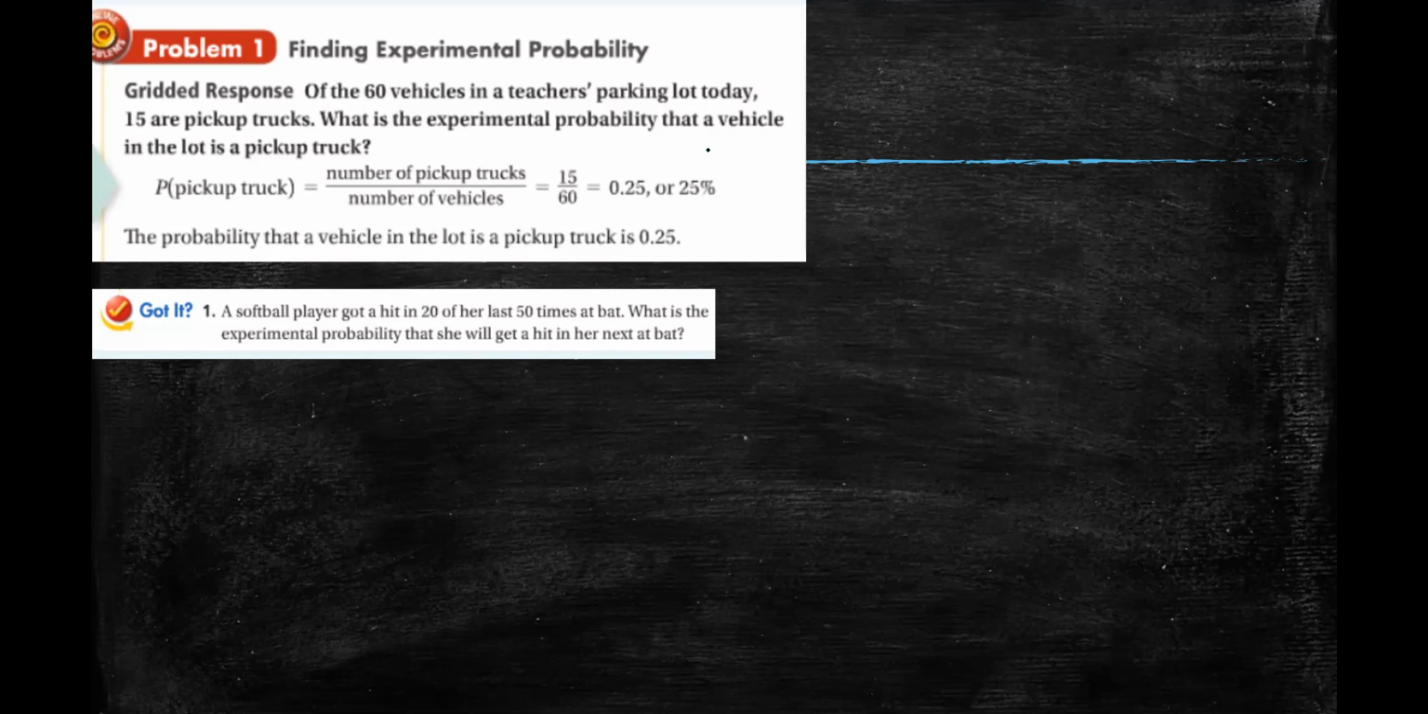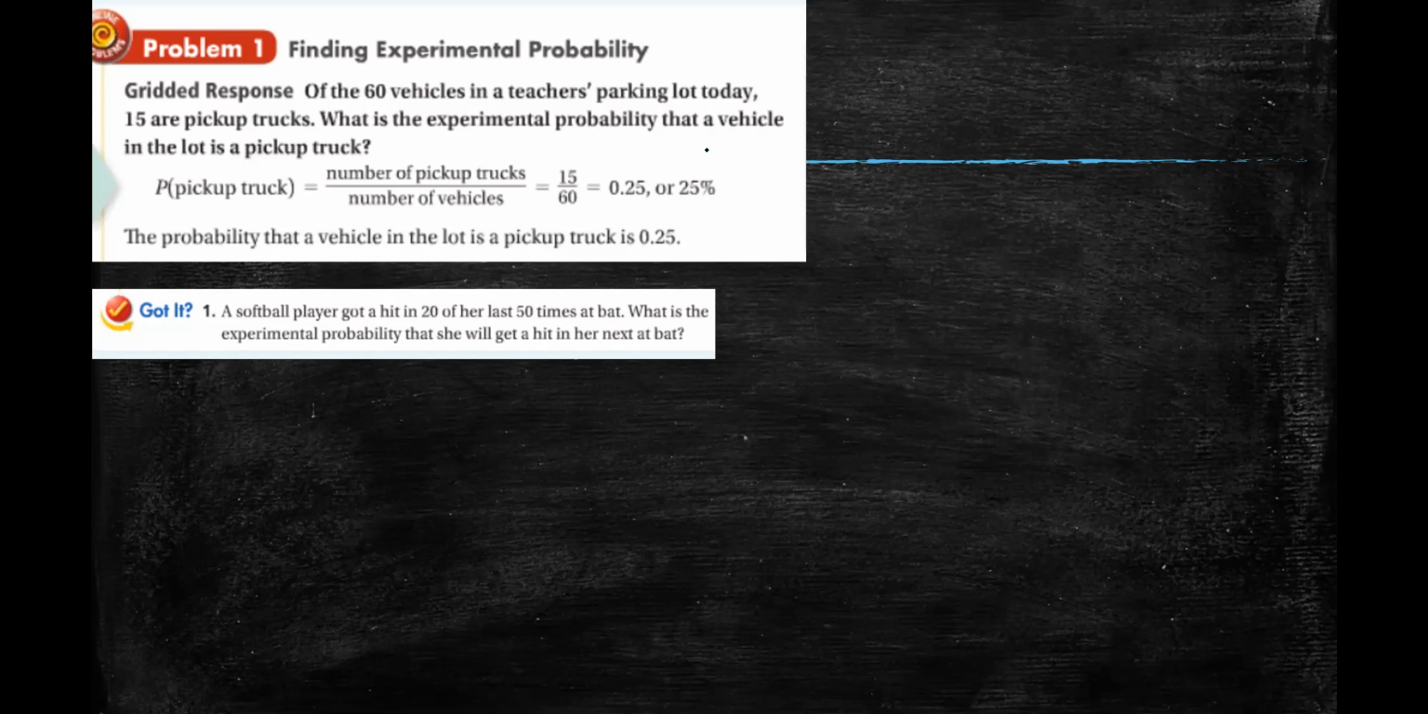So here we have to find the experimental probability. We have 60 vehicles in a teacher's parking lot, and 15 of them are trucks. They ask what is the experimental probability that a vehicle in the lot is a pickup truck.